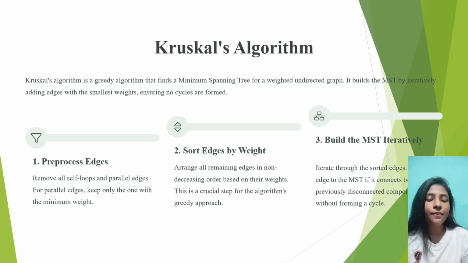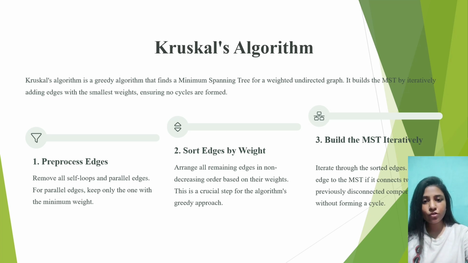So, step 1, process edges. Before starting, we clean up our graph. First, remove self-loops, edges that connect a vertex to itself. Second, remove parallel edges, multiple edges between the same two vertices, and keep only the one with the smallest weight. This makes sure our algorithm works on a clean, minimal set of edges.